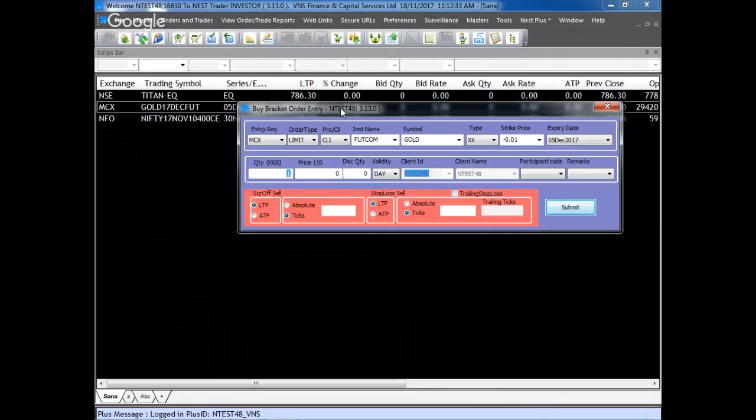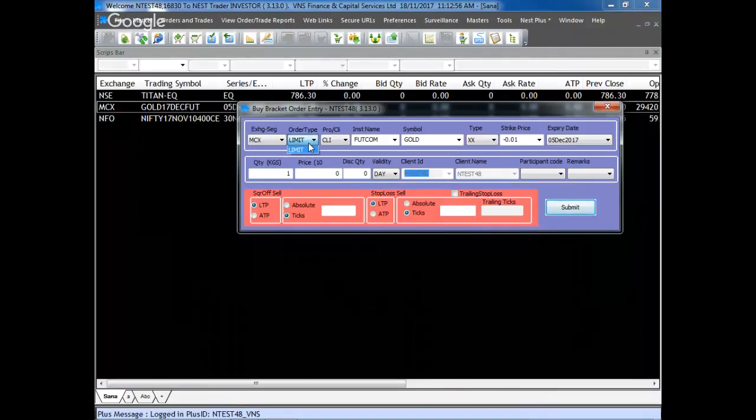So in the bracket order, a basic difference between the cover order and the bracket order is, in the bracket order, you can enter three prices, that is your buying price, your target, as well as your stop loss. So if in case you are not in front of a system, you do not have to worry about your targets and your stop loss. System will execute your orders on behalf of you.